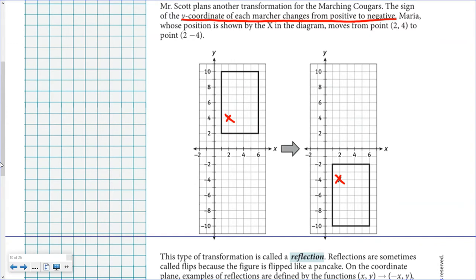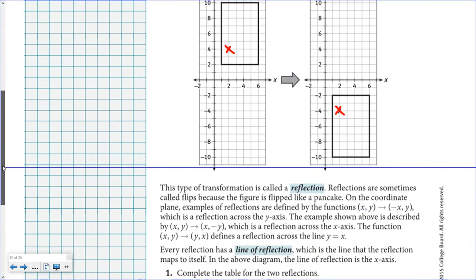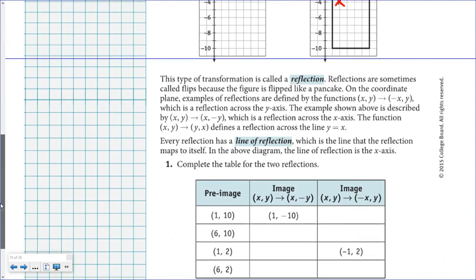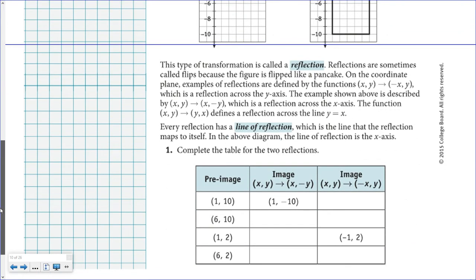This type of transformation is called a reflection. You can call it a flip because the figure is flipped like a pancake, as the book says. Some of you may know it as a flip instead of a reflection, but mathematically, it's called a reflection. They give us a couple of the function examples for reflections.